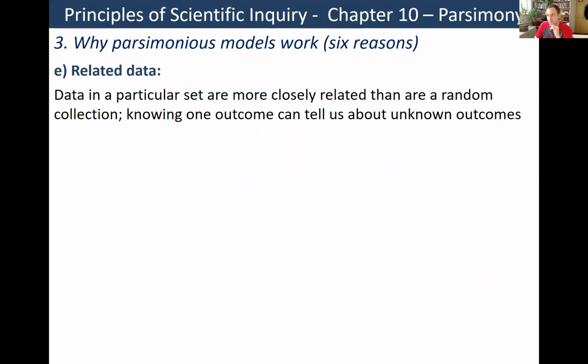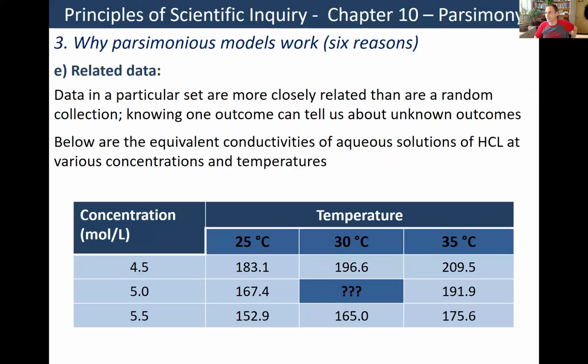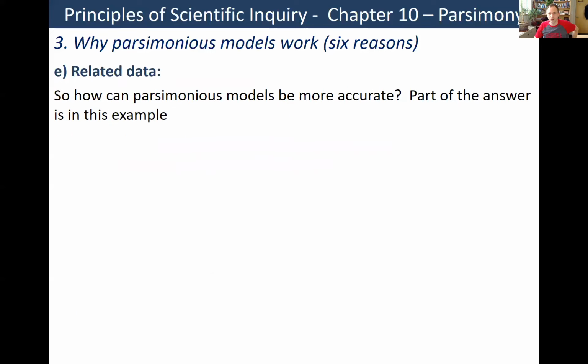Okay. So another reason why parsimonious models work is related data. Data in a particular set are more closely related than a random collection. So knowing one outcome can tell us about unknown outcomes, right? Below are equivalent conductivities of aqueous solutions of hydrochloric acid at various concentrations and temperatures. But we have an unknown in the middle, right? So what do we do? How do we understand these unknowns? What can we do to deal with that? Can we fill in that unknown, and how can we do it?